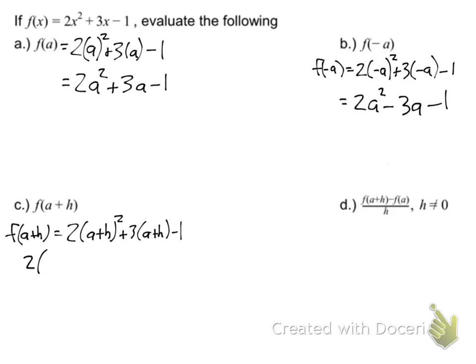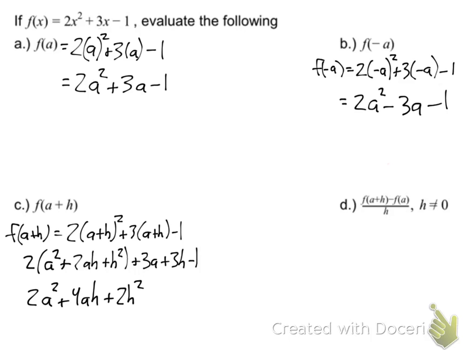This becomes 2 times a squared plus 2ah plus h squared, parentheses around that, plus 3a plus 3h minus 1. Multiply the 2 in. 2a squared plus 4ah plus 2h squared plus 3a plus 3h minus 1. That is f of a plus h. Or can we simplify that? Can we gather anything up? Now, someone did ask earlier, well, shouldn't I move like the 3a closer to the 2a squared and those types? Sure. If you want to start grouping things into standard form in a way, that's an option.